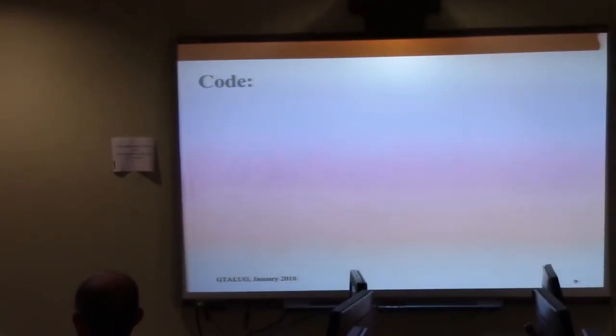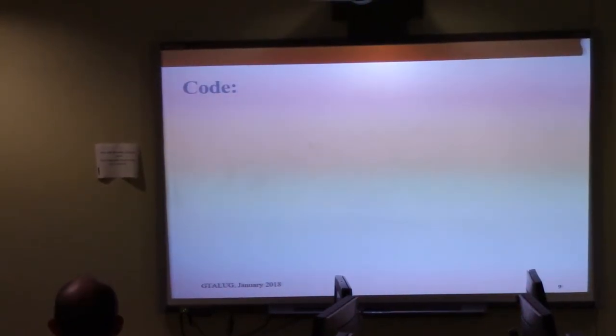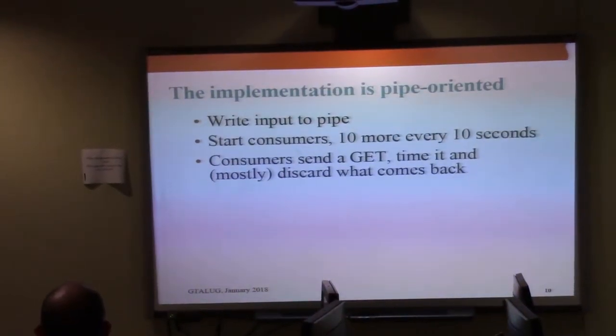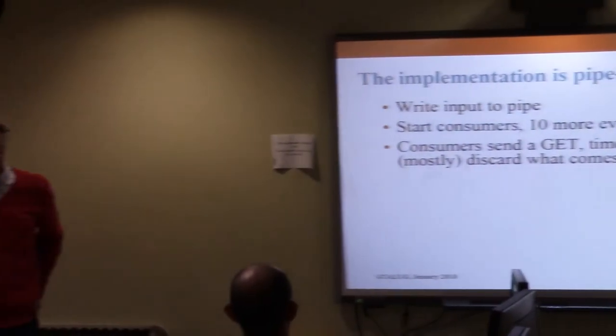The code is relatively simple. This is yet another Go program. This is a replacement for a C program that I wrote originally, and it's just a pipeline. So you write your input to a pipe, you start consumers of that pipe. When I'm doing an increasing load test, I start another 10 every 10 seconds: 10, 20, 30, 40, 50, 60, and so on. And each of the consumers does very little more than do a get or do a put, time it, throw away the results, throw away the data.